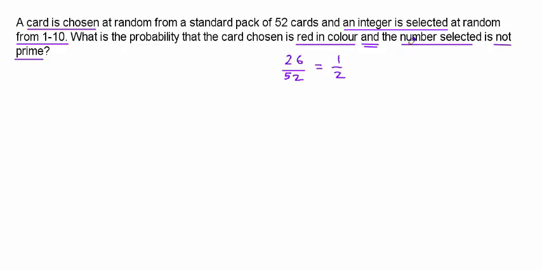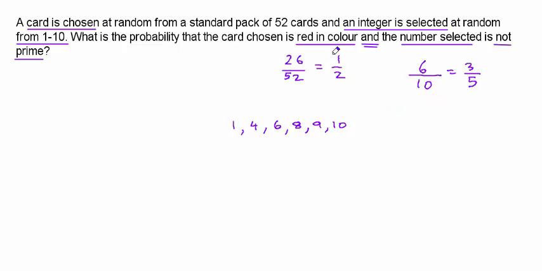So if we want to find the probability that we select a number that is not prime, we have 10 on the bottom. Now which are the numbers from 1 through 10 that are not prime? 1 is not prime. 1 is considered to be neither prime nor composite. 2 is prime. 3 is prime. 4 is not prime. 5 is prime. 6 isn't a prime number. 7 is prime. 8 isn't a prime number. 9 isn't a prime number. And neither is 10. So we have 1, 4, 6, 8, 9, 10. So this is 6 out of 10, which simplifies to 3 out of 5.